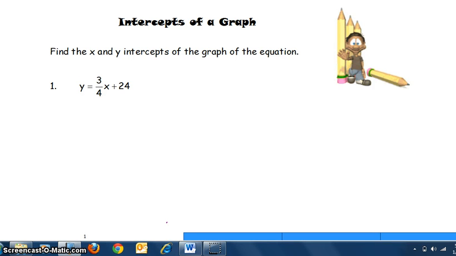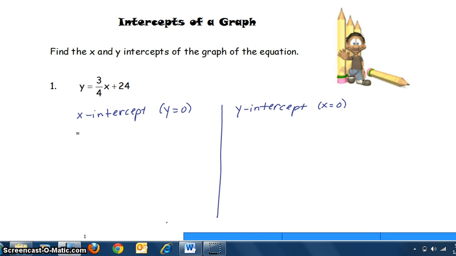So we're looking at finding the x and the y-intercepts of the graph. And remember that an intercept is where the line is going to cross the axis. So when we want to find the x-intercept, we want to remember that the x-intercept occurs when y equals 0. And when we're finding the y-intercept, it will occur when x equals 0.